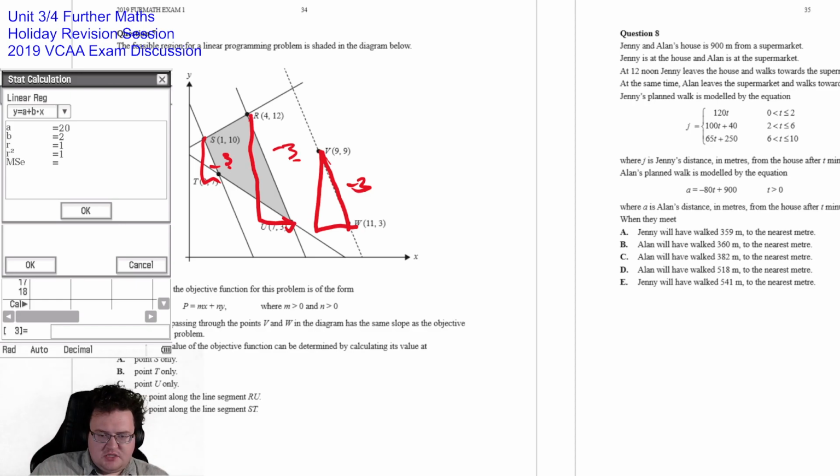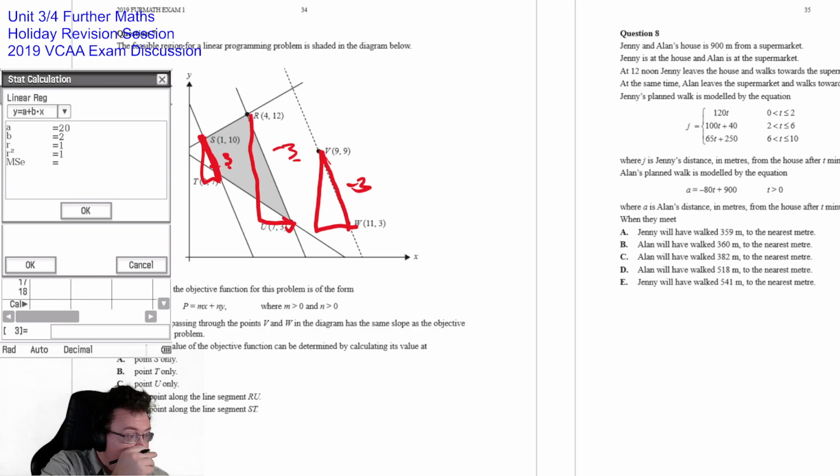What this tells me is that if I'm trying to minimize, I'm trying to use the smallest numbers possible. If I use these numbers, they're quite big. If I use these numbers, they're still quite big. But if I use any number along this line here, they're going to be the smallest possible, because everything's got the same gradient. Therefore, E is the only answer that makes sense.